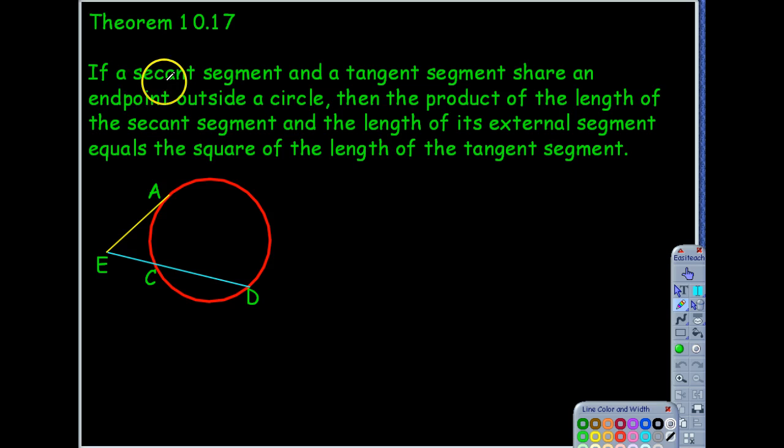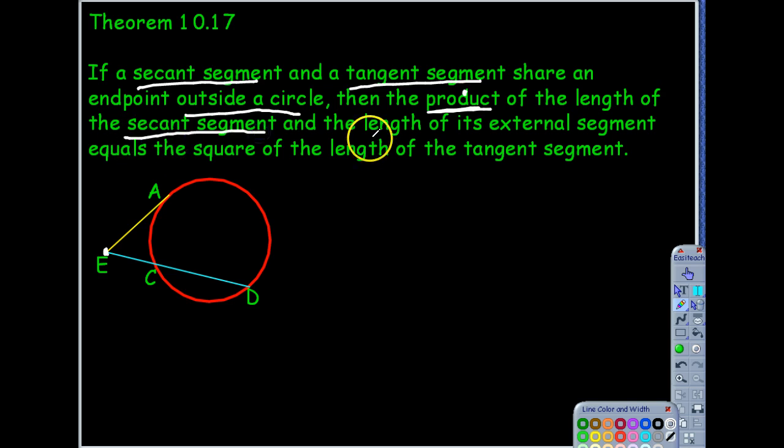And it says, if a secant segment and a tangent segment share an endpoint outside the circle, again, the same criteria that they share that common endpoint. So they're intersecting outside. Then the product, so again, we're going to be multiplying, of the length of the secant segment and the length of its external segment. I'm seeing the exact same relationship there.